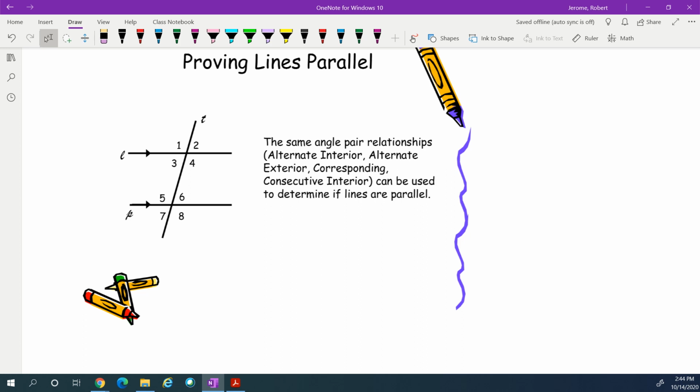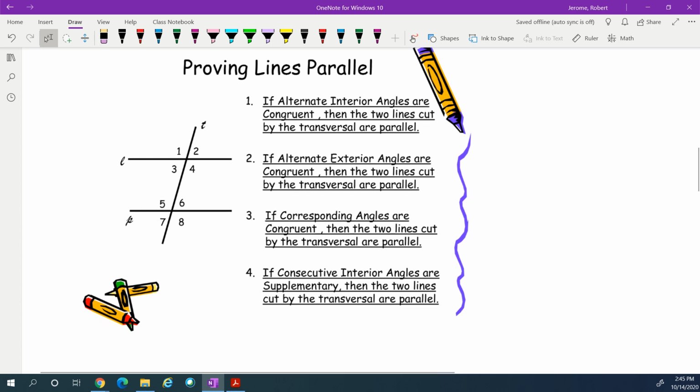the lines are parallel. Remember, if the lines are parallel, alternate interior angles will be congruent. So we're going to test, are the alternate interior angles congruent? If they are, then the lines are parallel. So we're just reversing the way we're doing it. Now we have information about the angles, and we're going to determine about the lines. So we're taking the same four statements, and we're using what's called their converse. We're switching the if and the then.